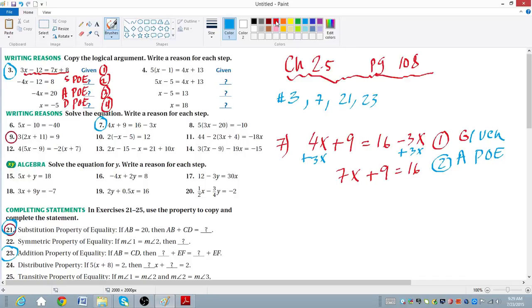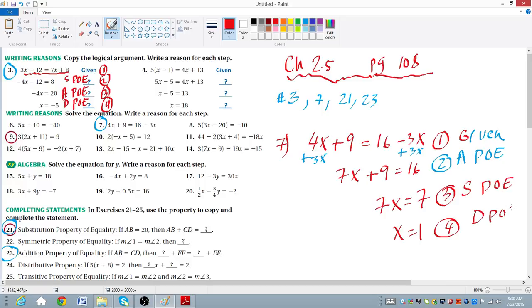Line 3. So now from 7x, I'm going to subtract 9 to both sides. I'm not going to write that step, I'm just going to subtract 9. So what is 16 minus 9? That is 7. I just used the subtraction property, S, property of equality. That's the minus 9 to both sides. Now I'm going to divide by 7. So step 4, if I divide by 7, I have x is equal to 1. Well, that is the division property of equality.